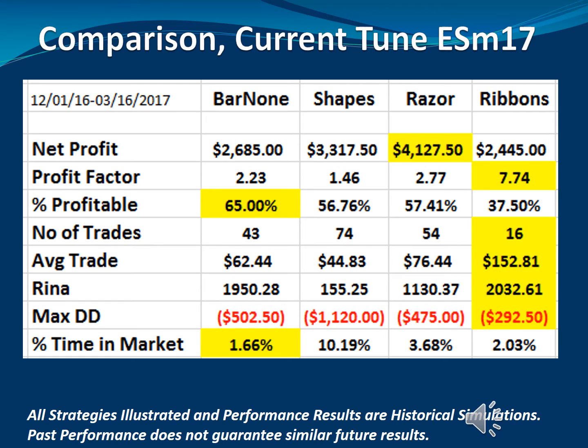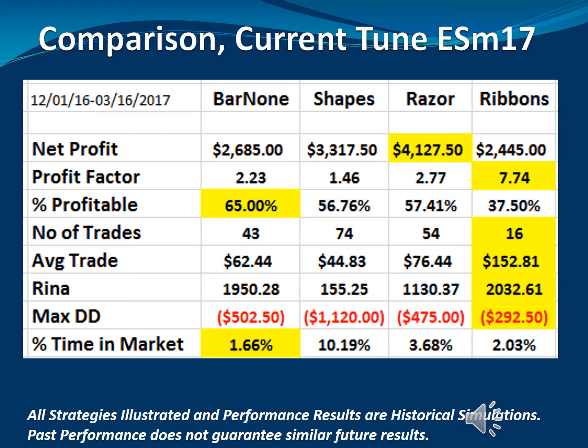Now here's a summary table of some of the criteria. Obviously everyone looks at net profit, and you can see Razor made the most in this period, 41.27. I put that column as being the best of the four is in yellow. The highest profit factor was ribbons at 7.74. The best percent correct is bar none at 65%. The best number of trades, in one way it's ribbons at 16 because it has fewer trades, but it does have less than 30 trades, so statistically it's kind of wobbly.